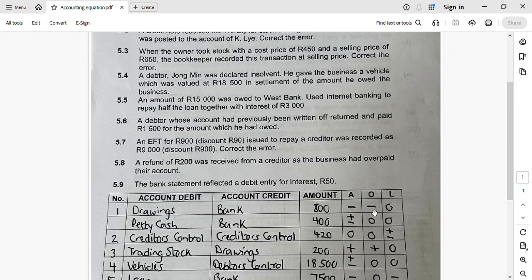Just remember please that A must equal O plus L, so make sure that if you've got a minus on the left hand side of the equal sign, you've got a minus on the right hand side of the equal sign, therefore that transaction is equal. And then for the petty cash, bank is an asset going down again, and petty cash is another asset going up. So in other words, one asset is increasing and the other asset is decreasing.